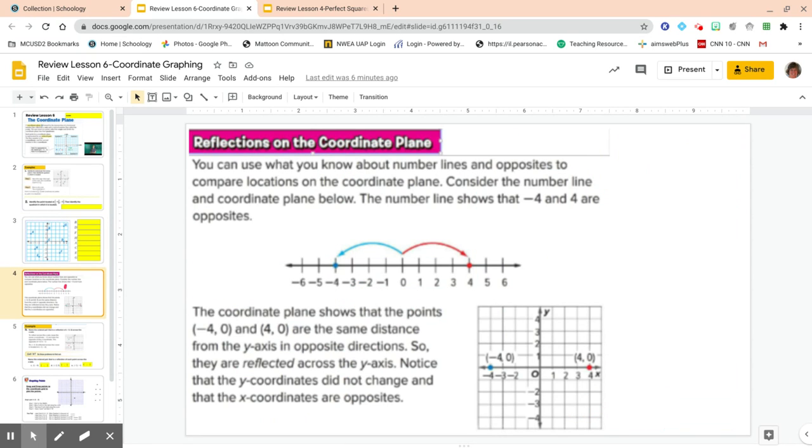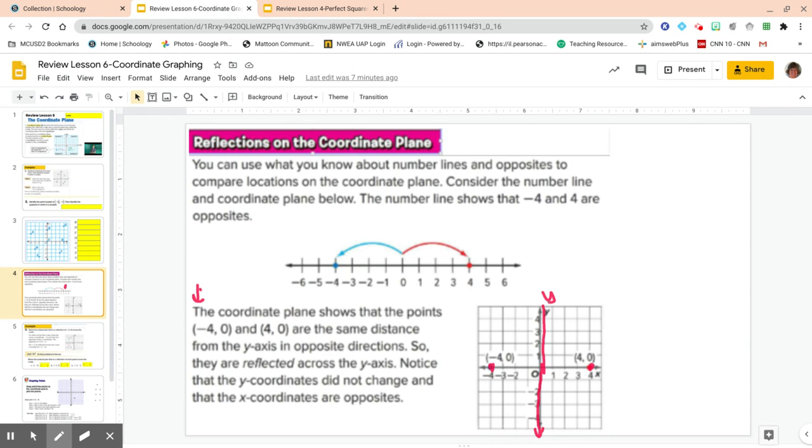So when we work on the coordinate plane, we can also do reflections. And so we want to see what the complete opposite points are across an axis. So it says here that the coordinate plane shows the points -4, 0, which is right here, and 4, 0 are the same distance from the y-axis in opposite directions. And this is your y-axis. Remember, it will almost always be labeled, but you have a y going in the north-south direction. So they are reflected across the y-axis.